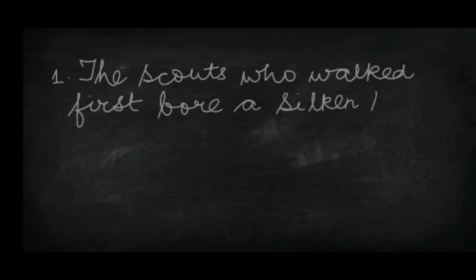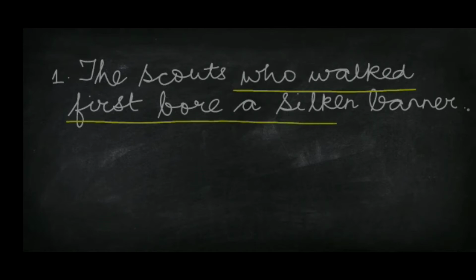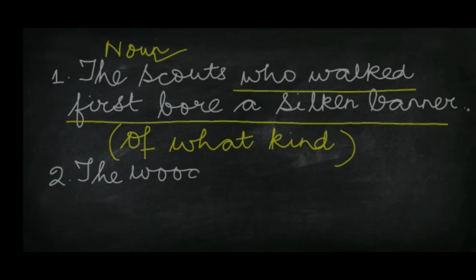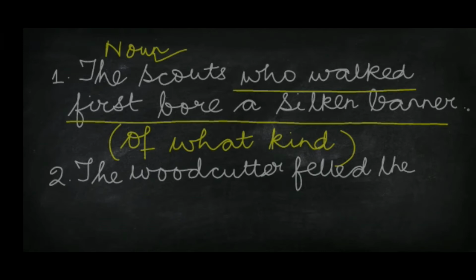Let's see some other examples as well and let's find out whether we can apply this rule. Sentence number 1. The scouts who walked first bore a silken banner. In this sentence, noun, scouts. Of what kind of scouts? Scouts who walked first bore a silken banner. Those scouts. So our adjective clause is who walked first bore a silken banner. See, I can easily apply this rule and it is easy now.